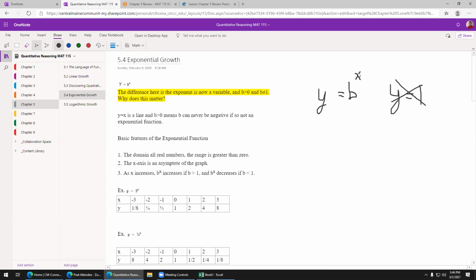x can be any real number. So back to domain, like we were talking about at the beginning of the class, right? x can be anything. x can be 0. x can be 1. x can be a fraction. x can be a decimal. x can even be negative. x can be any real number. Range, what can y be? y is always going to be positive. And the reason y is always going to be positive is because b has to always be positive, right? So if I have something that's exponential, I know my range and I know my domain.